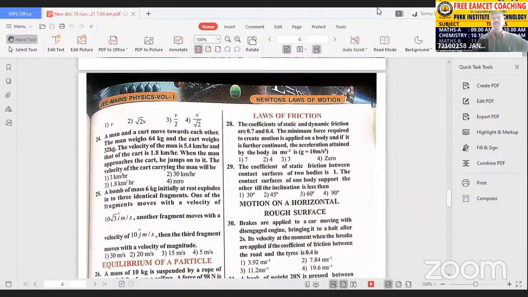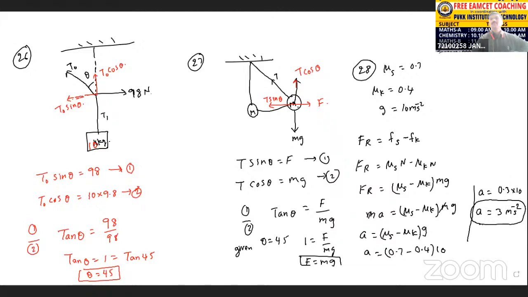Problem number 29. So what is given? The coefficient of static friction mu is given. Mu is equal to 1.